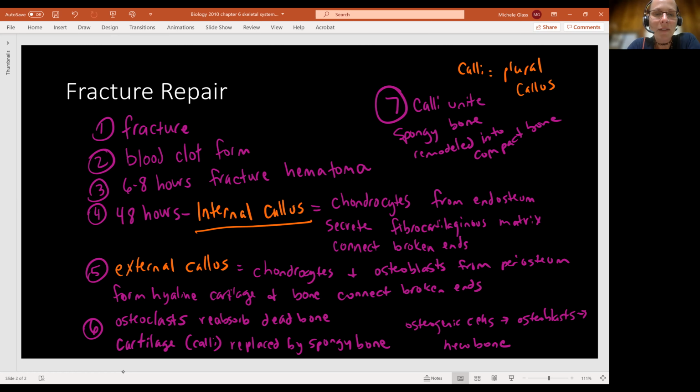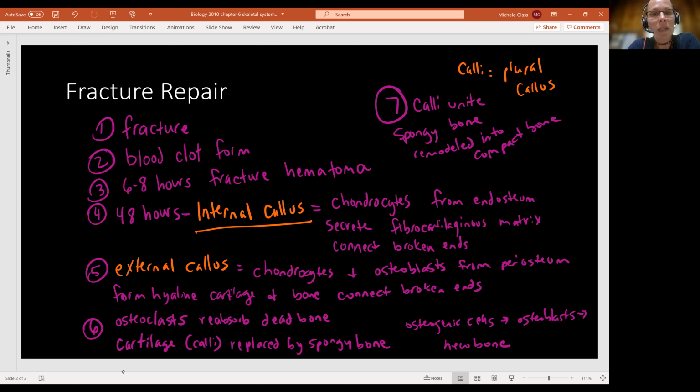And then we get the formation of the external callus. External is superficial. So this is involving both chondrocytes and osteoblasts. So we're getting not only cartilage, but also bone forming to connect the broken ends. So we get internal and external calli helping to stabilize the break and connect that bone together.